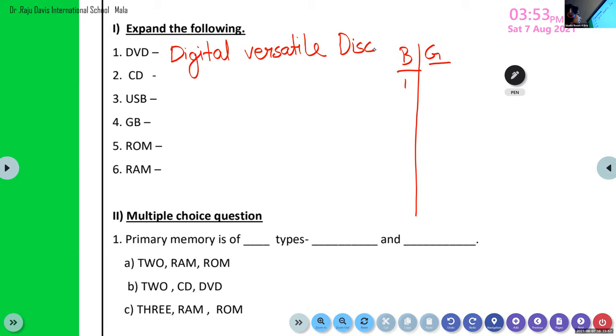Dave, yes? Yes, ma'am. CD stands for? Compact disc. Excellent. CD stands for compact disc. My God, boys are leading, isn't it? Next is USB. You don't know, but I know that. Universal Serial Bus will be discussed at the end of this class. Okay, GB. I would like to call Fatima from the girls team. Fatima, GB stands for?